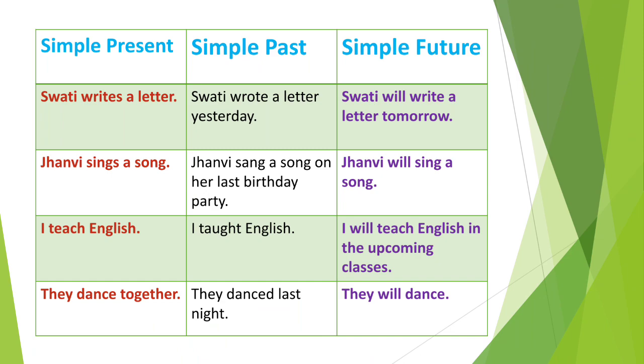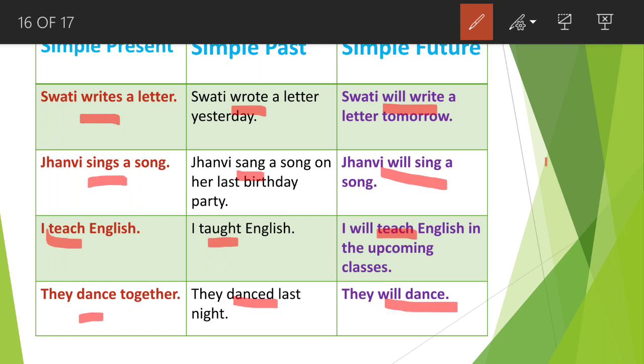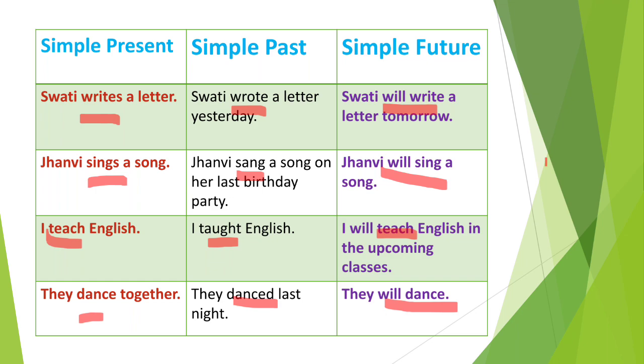So as you can see, these sentences I have divided into three parts: simple present, simple past, and simple future. As you can see, the verbs here are the same, like writes, wrote, and will write. I don't change the verb here so that it is beneficial for me to understand it. Swati writes a letter, Swati wrote a letter, and Swati will write a letter.